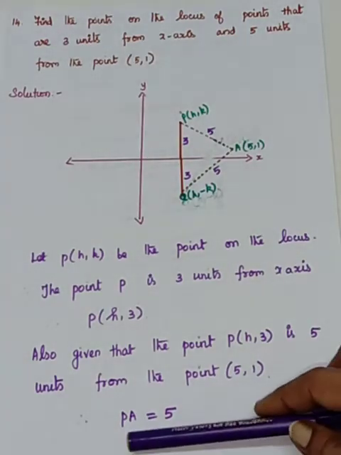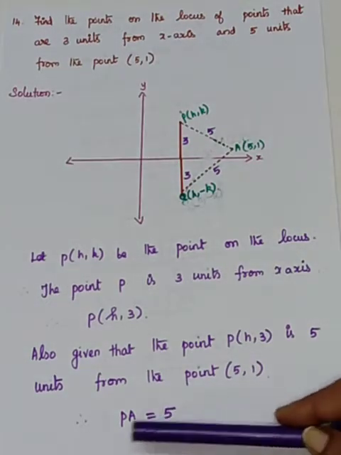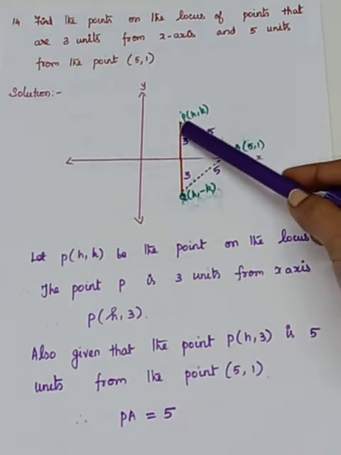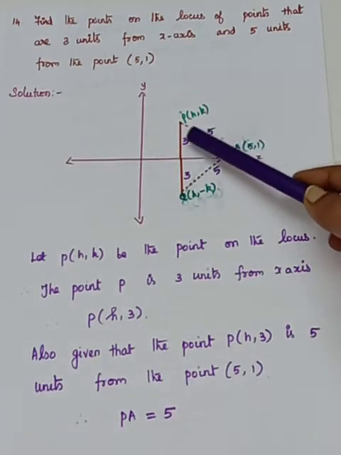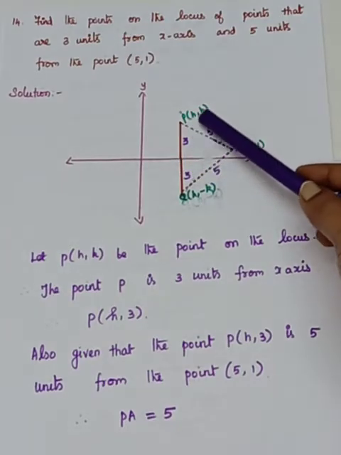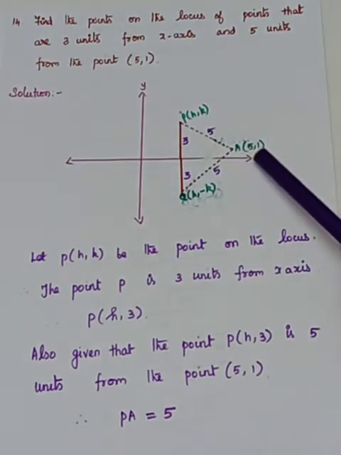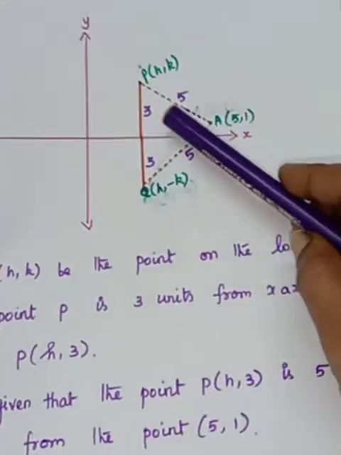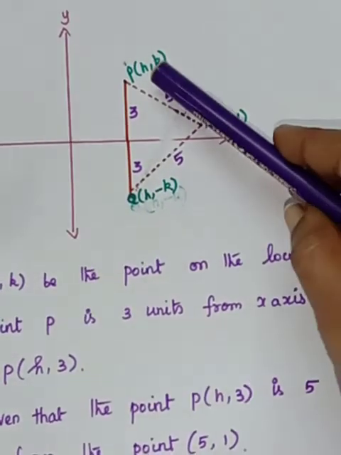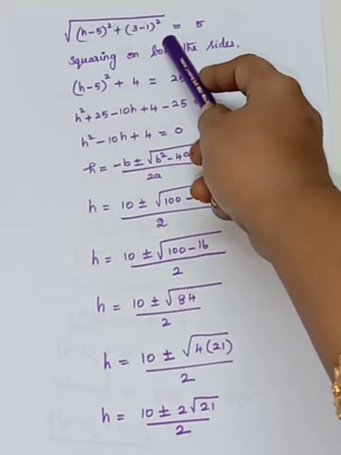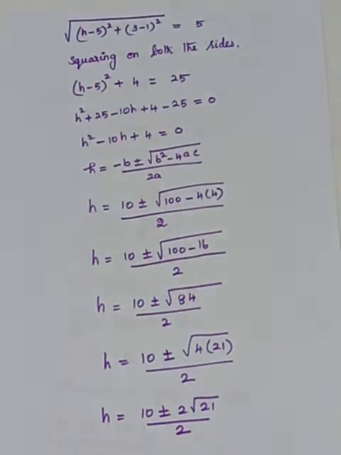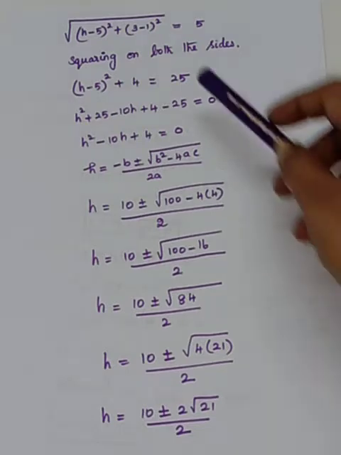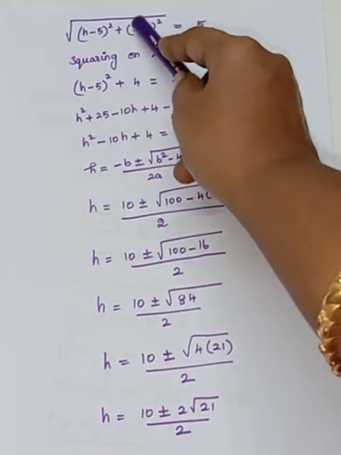Okay, so here I have taken PA is equal to 5. P, what is P point? It is h comma 3. Why it is 3? Your k is 3 now. So it is h comma 3. And A point is 5 comma 1. So you can use the distance formula. So square root of, what has to come? h minus 5 the whole square plus 3 minus 1 the whole square. It is written within the square root, because distance formula we have to start with the square root, is equal to what? 5.